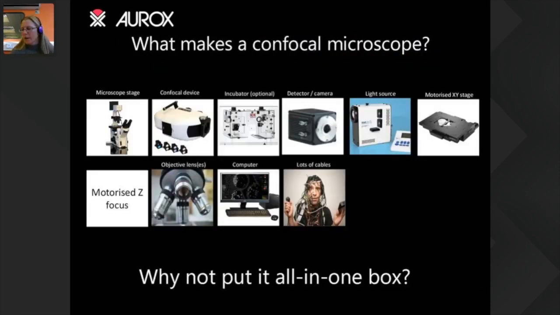So some years ago now, Aurox were thinking about what makes a confocal microscope. Now, I think you'll all agree, anyone that has a laser scanning confocal or a spinning disc confocal, even a wide field microscope, you end up with lots and lots of components. So you have your microscope, you have a confocal device, be that spinning disc or a scan head or something like that. You might want an incubator, you need a detector, a light source, motorized XY stage, you need objectives, you need a computer, and all of this creates a massive problem of lots of cables. You might need an air-conditioned room, you need lots of power points and things like that.